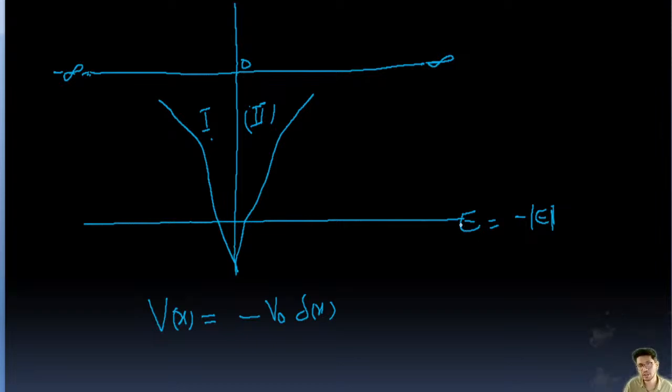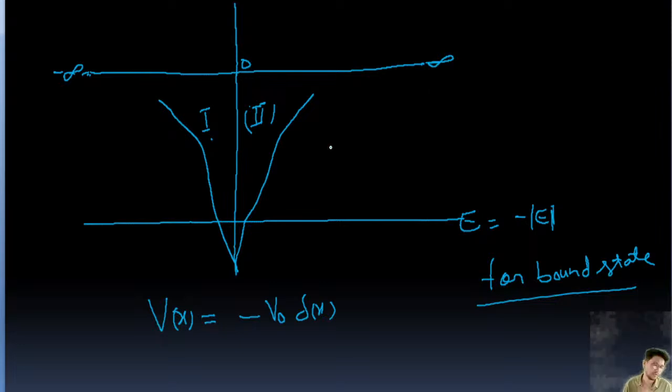This is the energy, which is, the value of E is minus mod E for bound state, because this is the energy for bound state. This is how we define the Dirac delta potential. This is the value and this is the diagram, and this is for bound state. This is region first and this is region second. This is between minus infinity to 0, and this is between 0 to plus infinity.